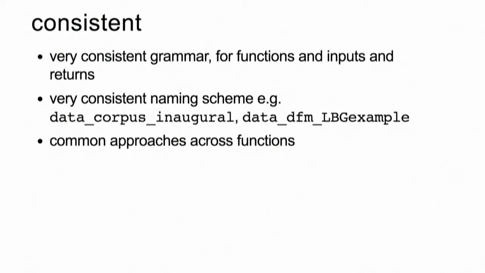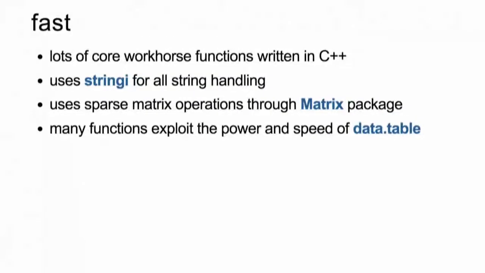And this is common, that we have a very common approach across functions. I mentioned that it's fast. So a lot of the core workhorse functions are written in C++. We use the stringi package for all string handling. Without the stringi package, I don't think we could really do text analysis in R, but stringi is absolutely awesome. We use sparse matrix operations through the Matrix package, and we use data.table in many of the functions internally to exploit its speed and power.